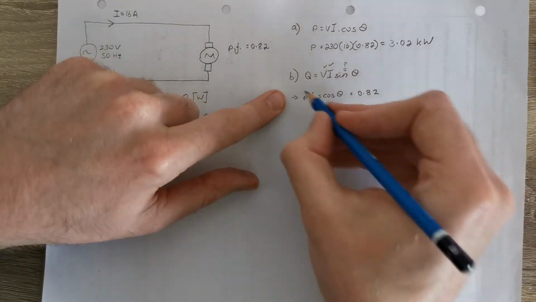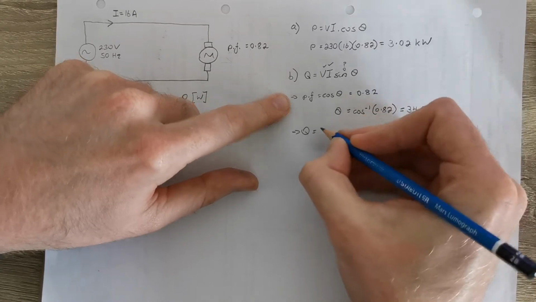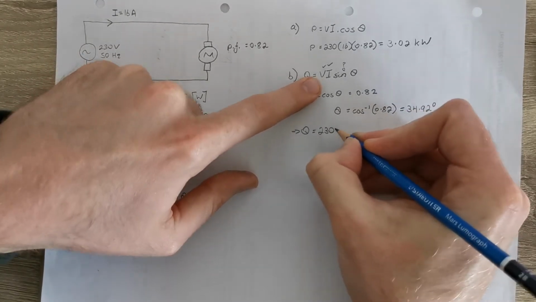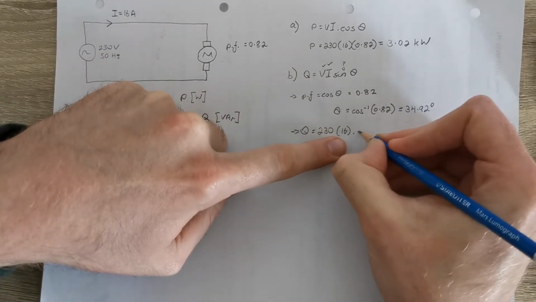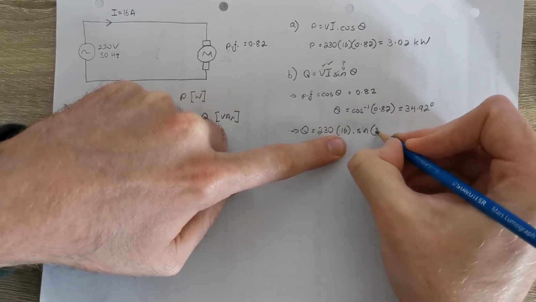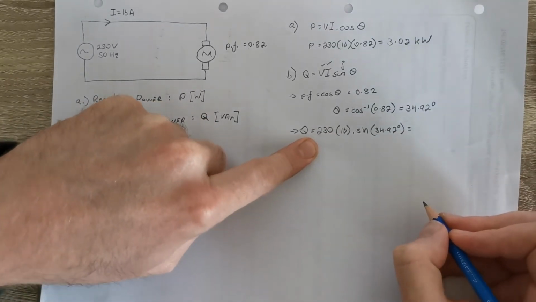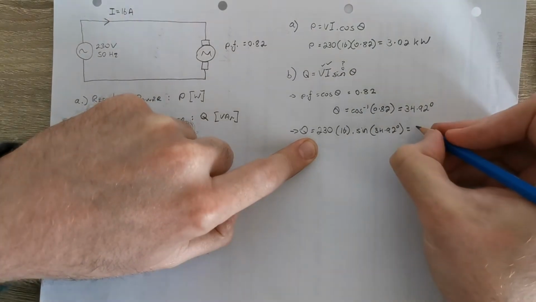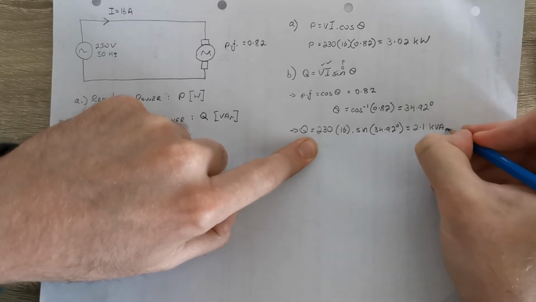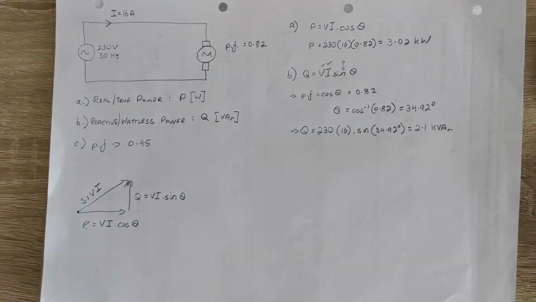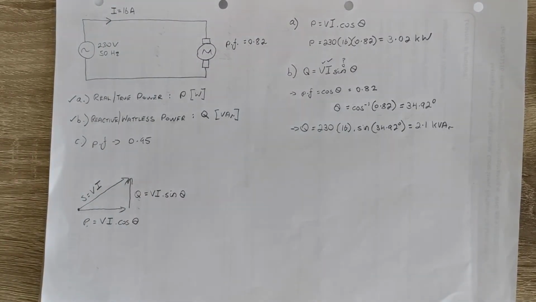But to work out Q, we can now say it's 230 volts multiplied by 16 amps multiplied by the sine of 34.92 degrees. And we get out for that 2.1 kilovolt amps reactive, or kVARs. So we have A and B completed now.